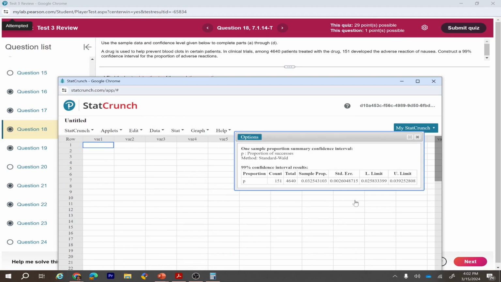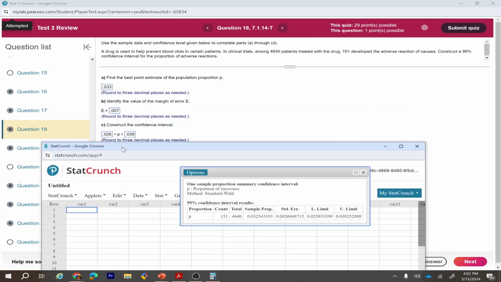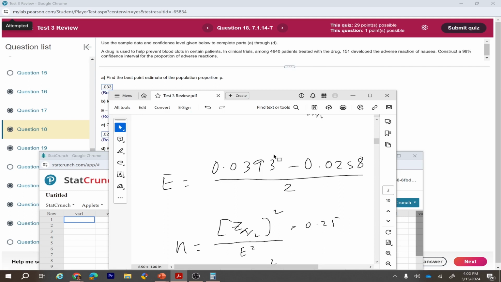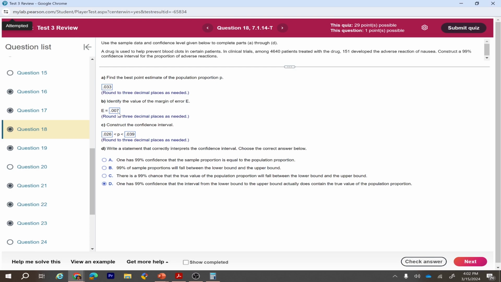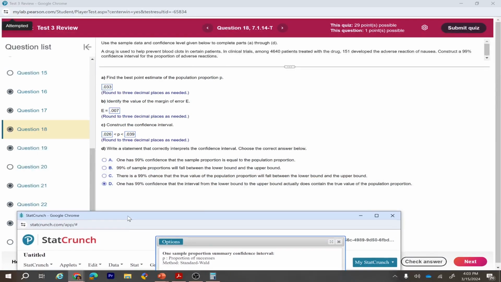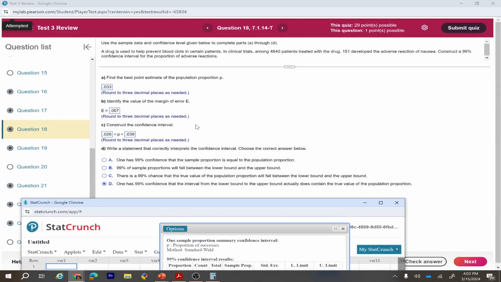We need to construct a 99% confidence interval here. If you hit compute, this table is going to give you the information you are looking for. The sample proportion is here. To find the margin of error, you subtract the lower limit from the upper limit and divide by 2. That gives you this value. Then you just fill out the lower limit, which is 0.02526 here, and 0.039 here, and finally the meaning of this 99% confidence is this one.